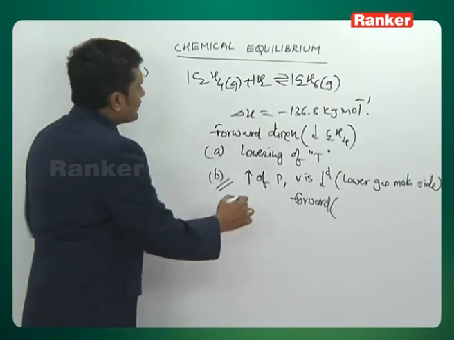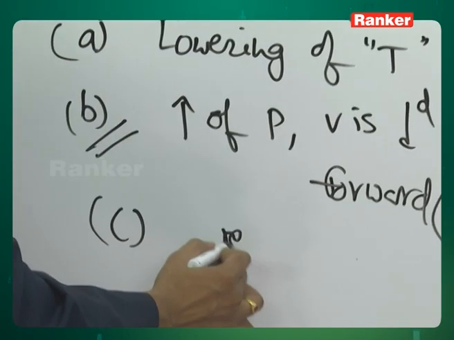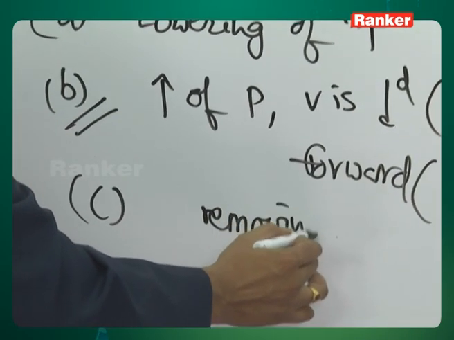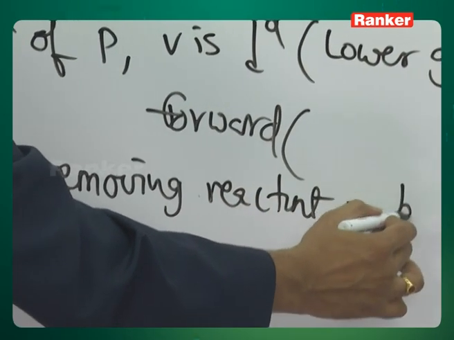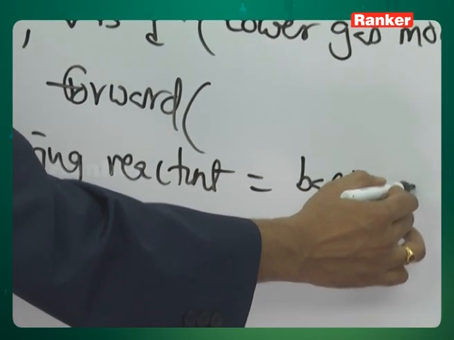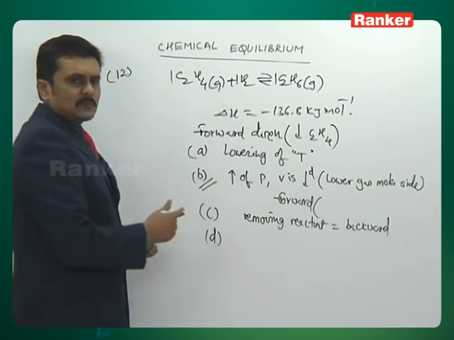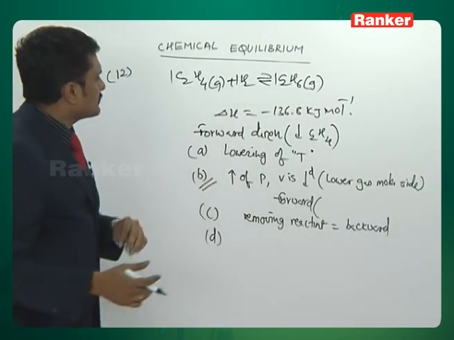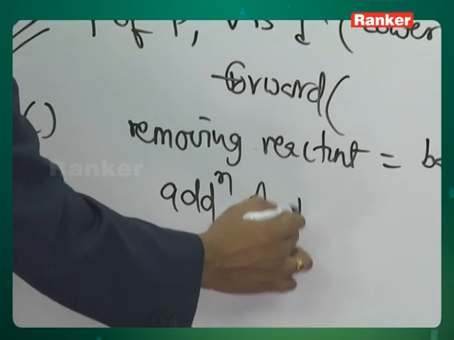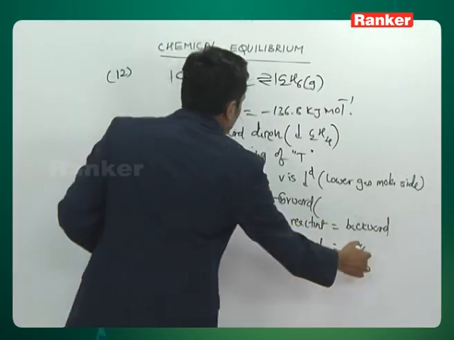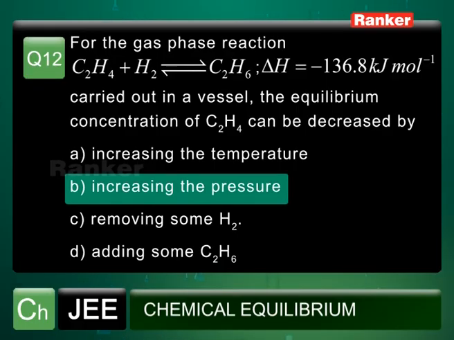Now when I am removing some H2, that means when I am removing the reactant, the equilibrium will shift in the backward direction, which we don't want. We want this equilibrium to move in the forward direction. As far as option D is concerned, when you are adding some ethane, again addition of product shifts the equilibrium in the backward direction, which we don't want. So the correct answer for the given question is option B.